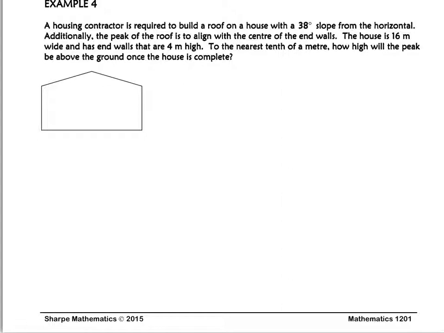So it says that the roof is a 38-degree slope from the horizontal. So the horizontal would be measured from here to here. So the 38-degree slope would be this little angle in here.